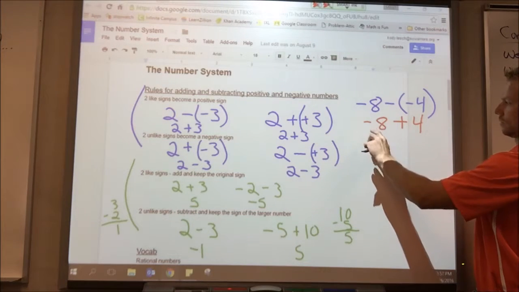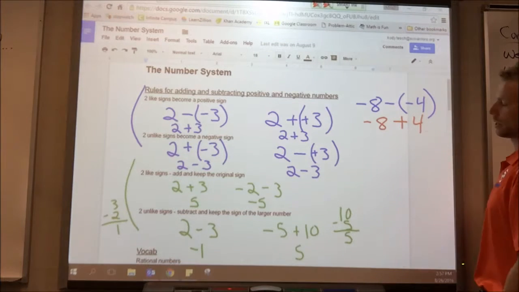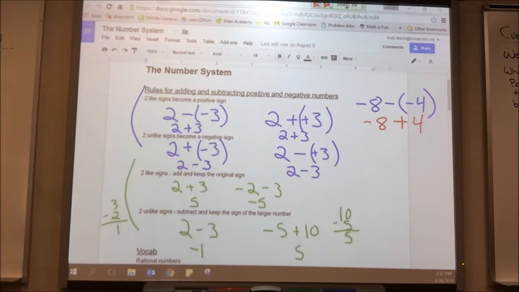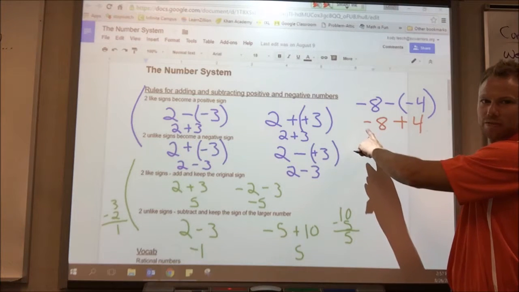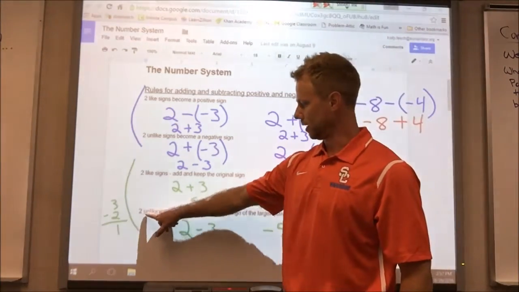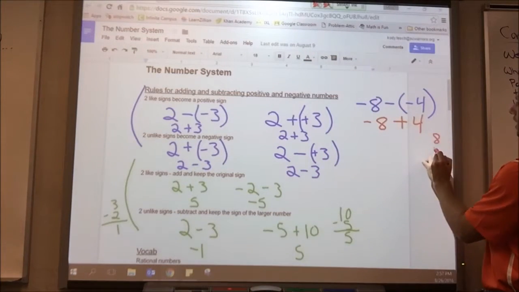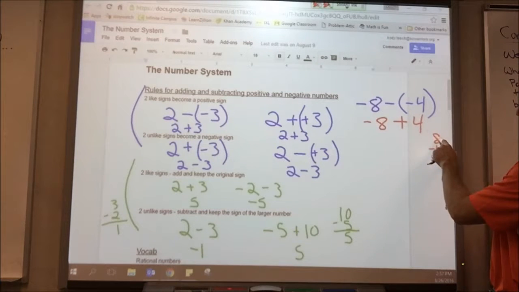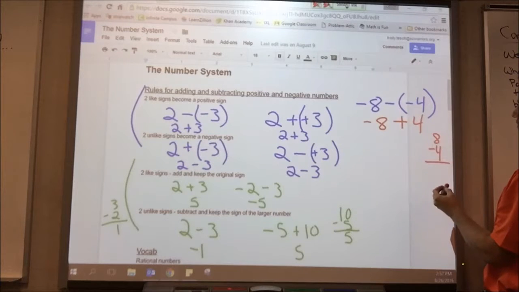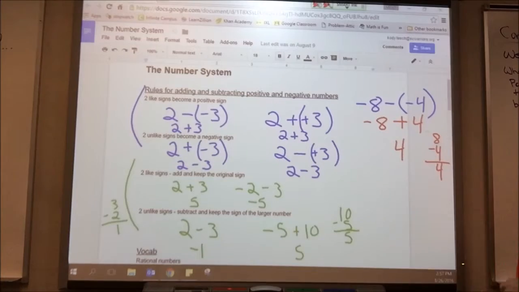Now I'm looking at the signs in front of each number. I'm looking at the negative in front of the 8 and the positive in front of the 4. I have to figure out, are they like or are they unlike? Okay, I can see a negative in front of the 8, positive in front of the 4, so I know they are unlike. So then I have to subtract. So on the side, I'll do 8 minus 4. Again, the bigger number minus the smaller number. Bigger number is 8, smaller number is 4. 8 minus 4 is 4. So I know it's going to simplify to 4.